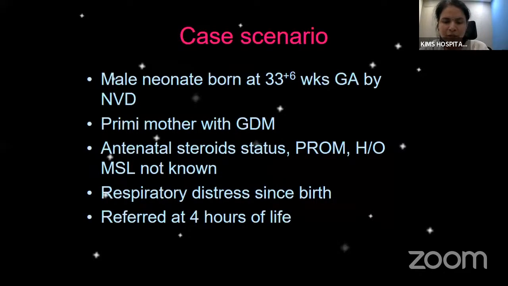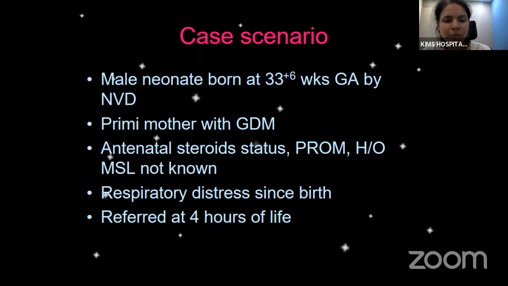So I'll discuss some examples to help us use the X-ray for appropriate identification of some of the common respiratory conditions in the newborn, and we should also be discussing some abnormalities with regard to the cardiac shadow in the chest X-ray in newborns. So we'll discuss with an example.